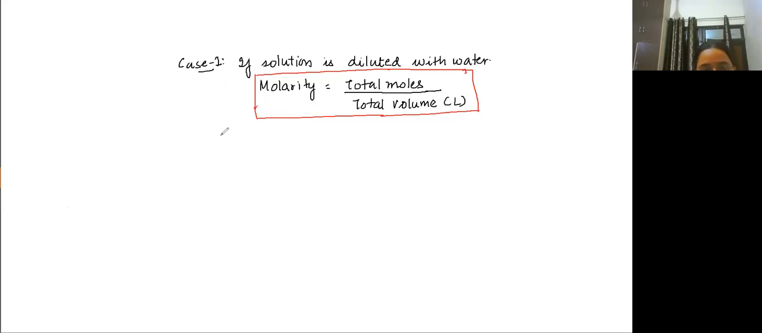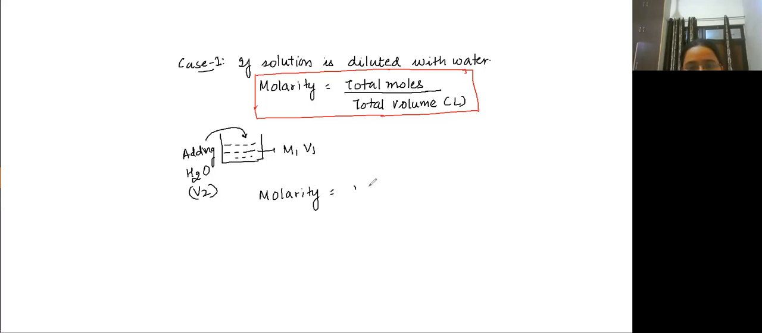Basically, try to understand dilution. This is a solution. Molarity is M1, volume is V1. You are adding V2 water. So what will be the molarity? Will the moles change? Moles will not change, only volume is changing, because you are adding just volume. So what will be the molarity?